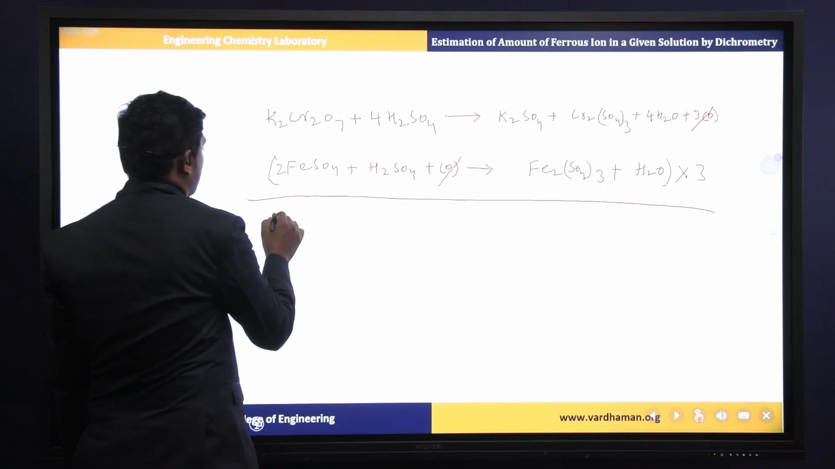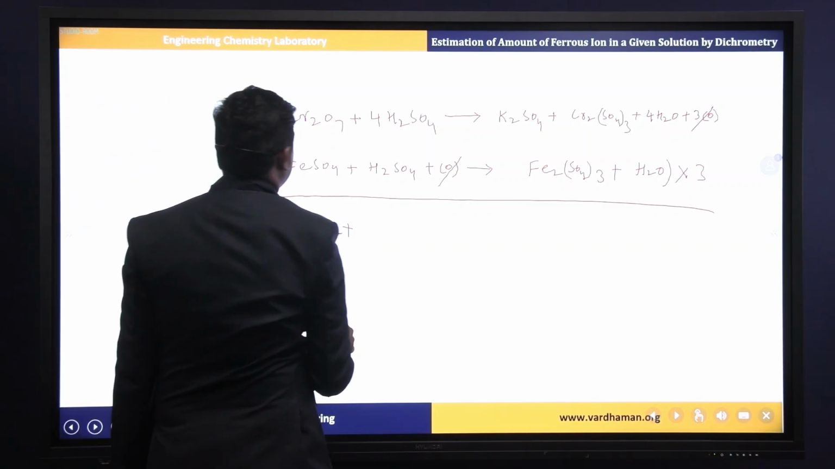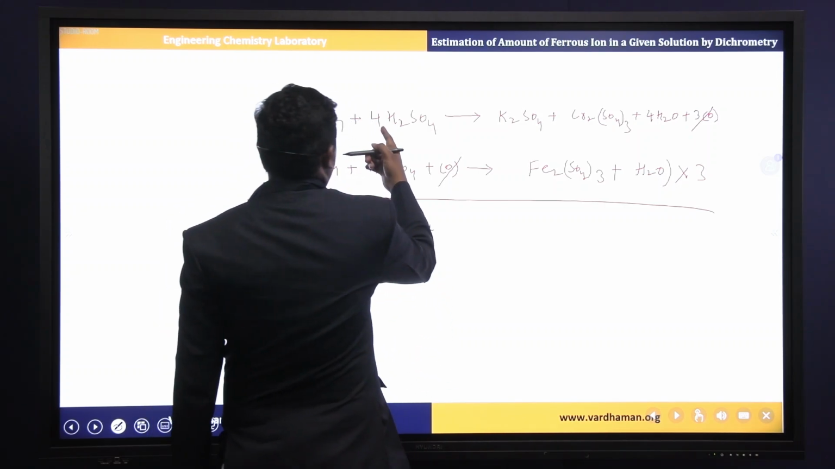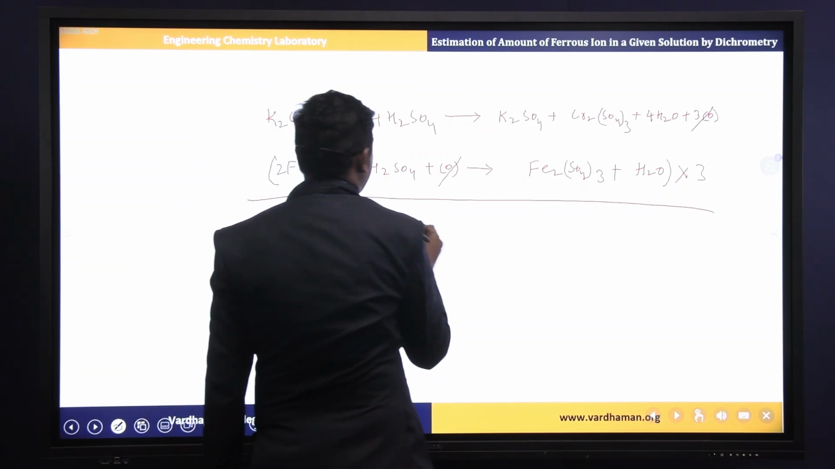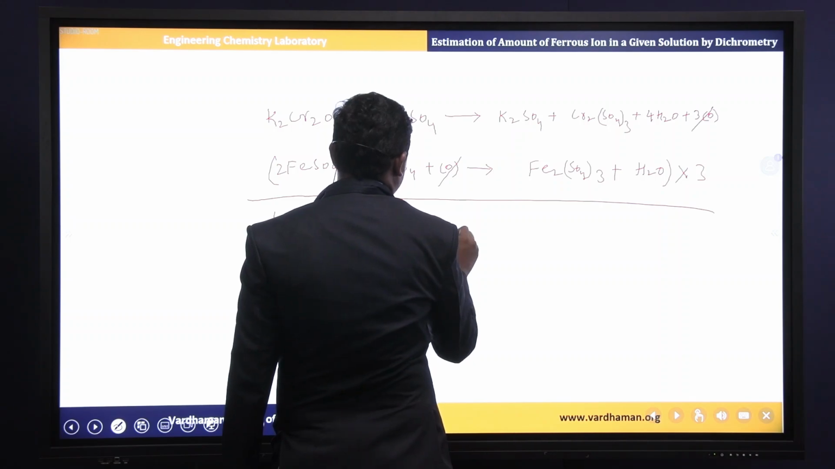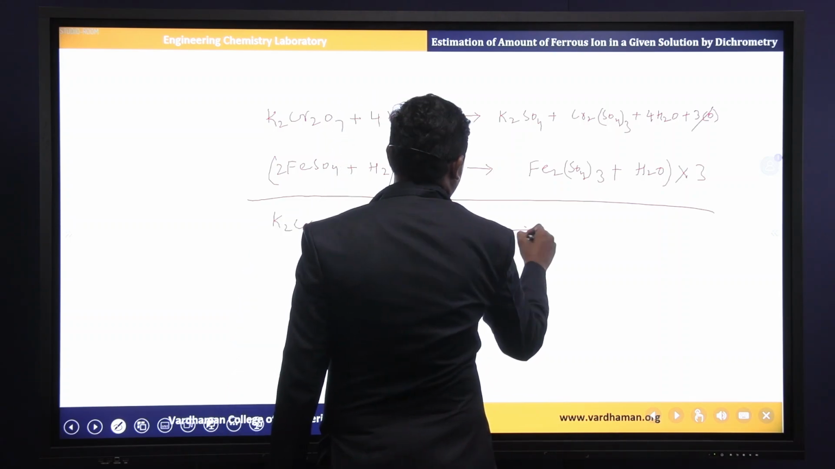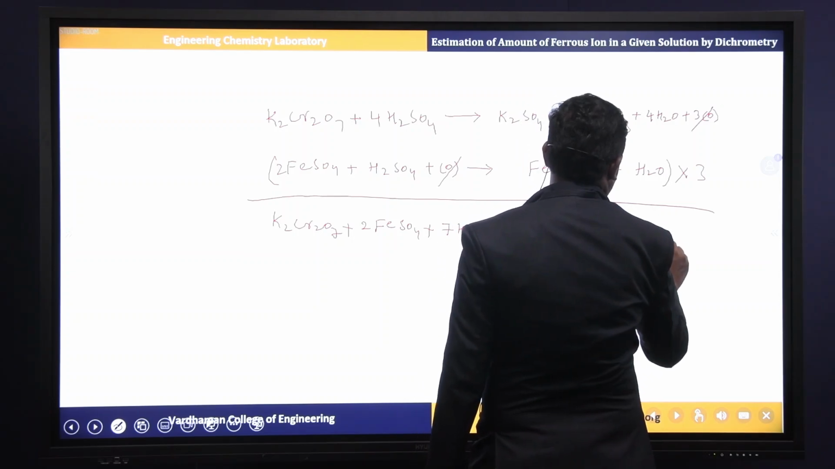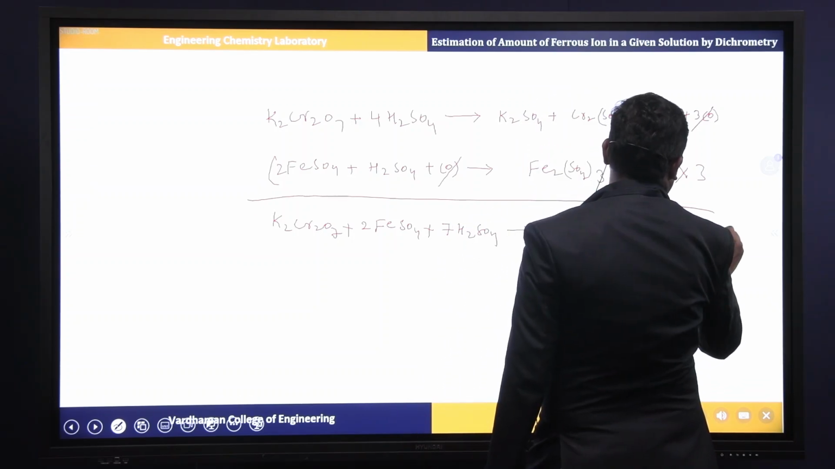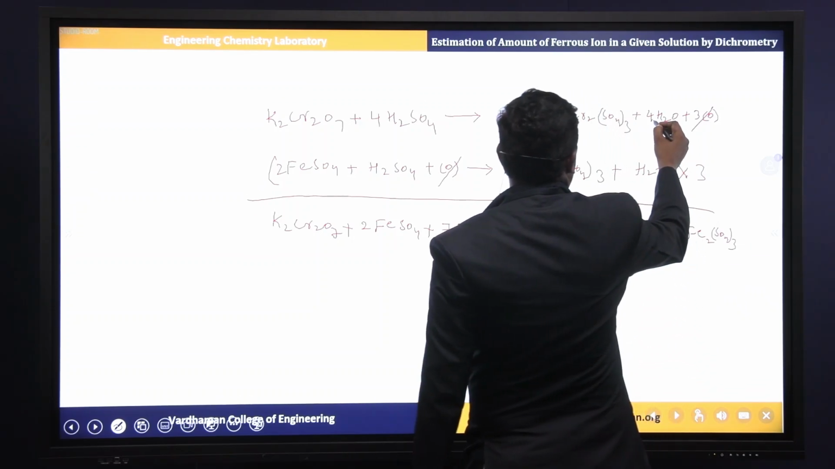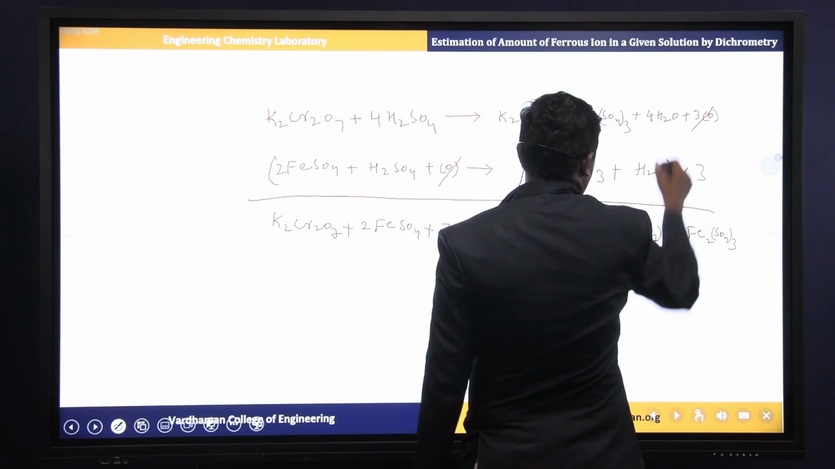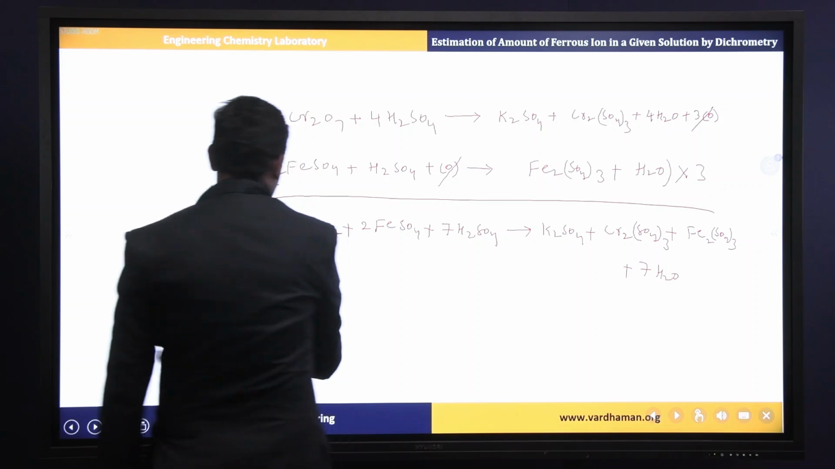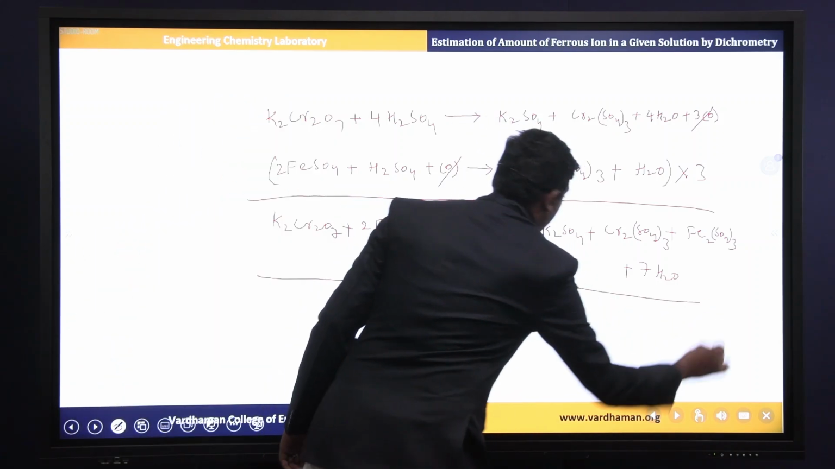Okay students. Now K2Cr2O7 plus 2 moles of FeSO4 plus here 4 moles of sulfuric acid, here 3 moles of sulfuric acid, so a total of 7 moles of sulfuric acid. It forms K2SO4 plus Cr2(SO4)3 chromic sulfate, plus ferric sulfate, plus water: here 3 moles of water, here 4 moles, so a total of 7 moles of water. This is the overall net reaction. You have to observe the overall net reaction.